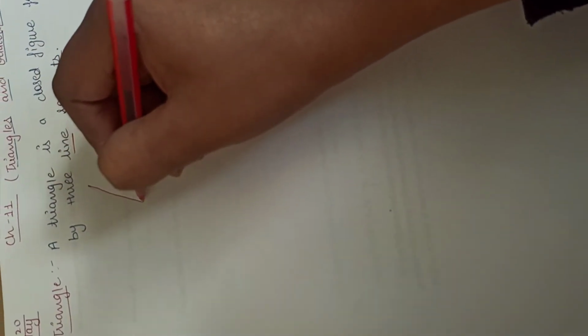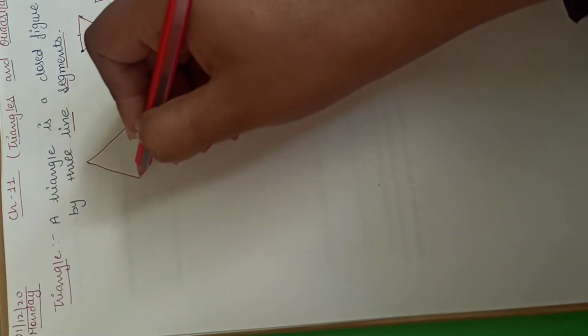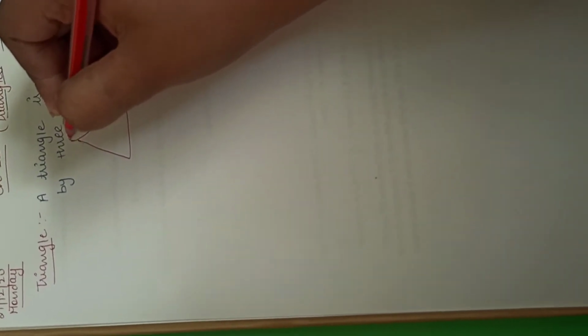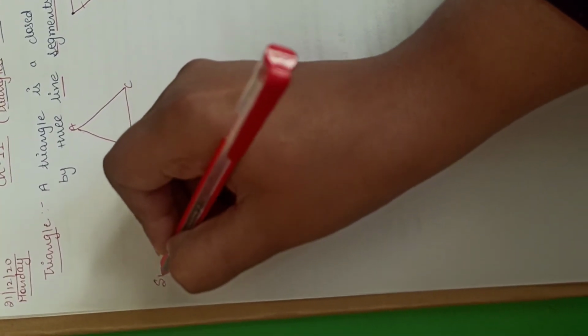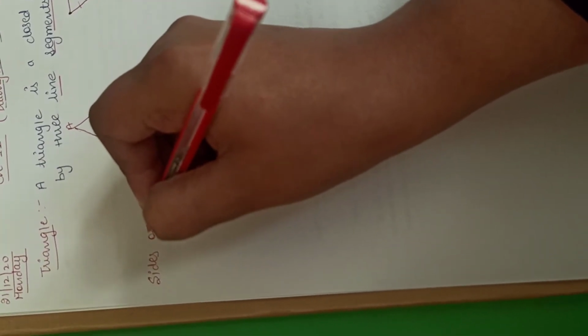Triangle क्या होता है आपका? A closed figure formed by 3 line segments. 1, 2, 3. Clear? Now, what do you mean by the side? So let us take this one. This is a triangle which we use in our day-to-day life, which we are seeing. This is the shape. So let's give the names first. A, B, C.